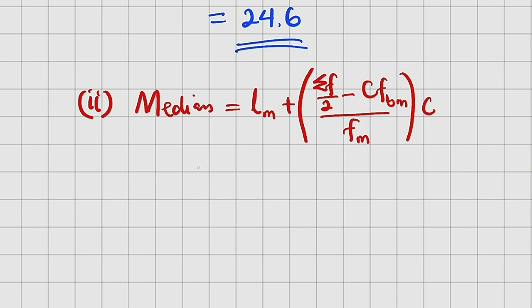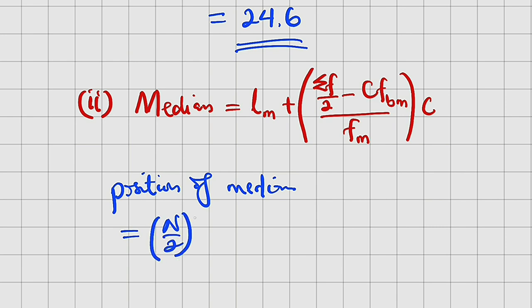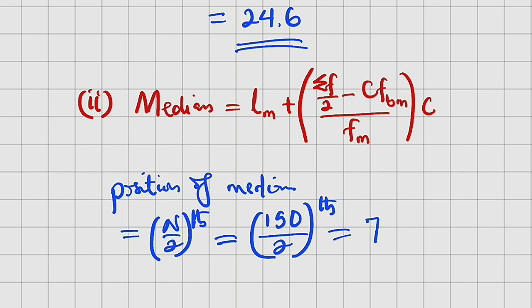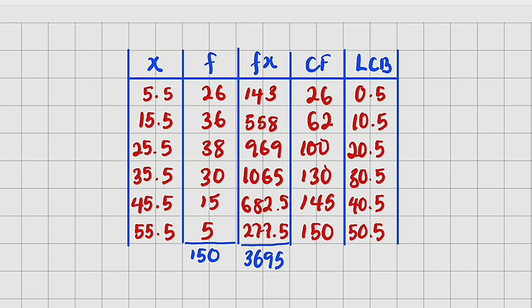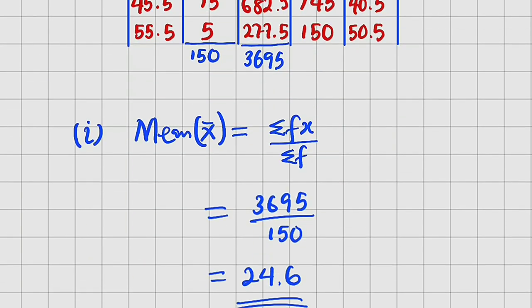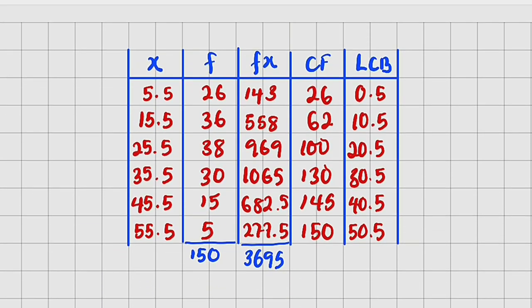So let's substitute. First of all, we need to locate the median class. The median class position, so let me say position of median, is equal to n divided by 2 position, and our n is 150. Remember, that is summation of f. If you divide it by 2, you have to get 75. So 75th position. So let us locate it using the cumulative frequency. So you have to find out where 75 lies.